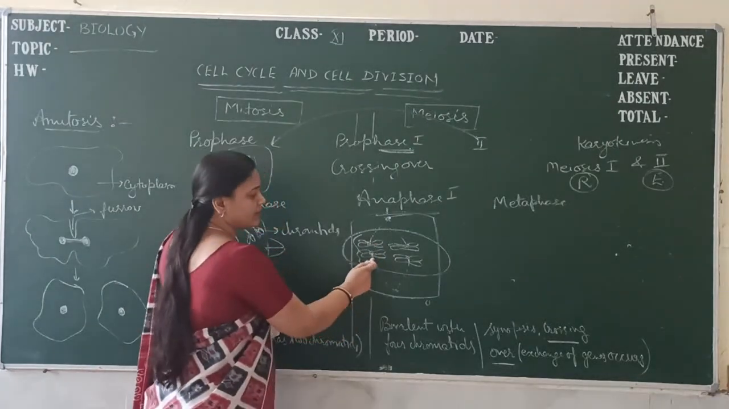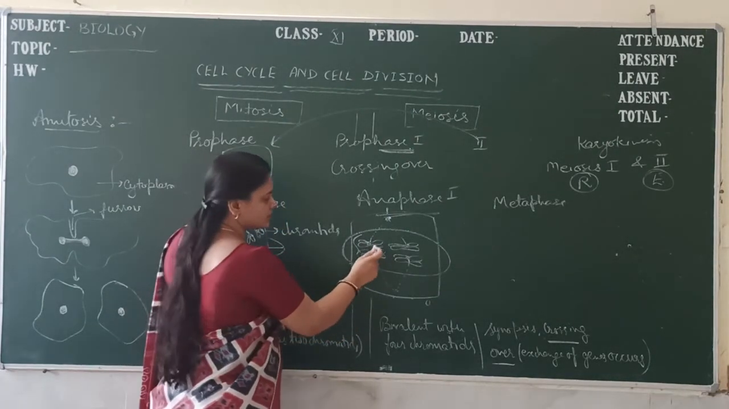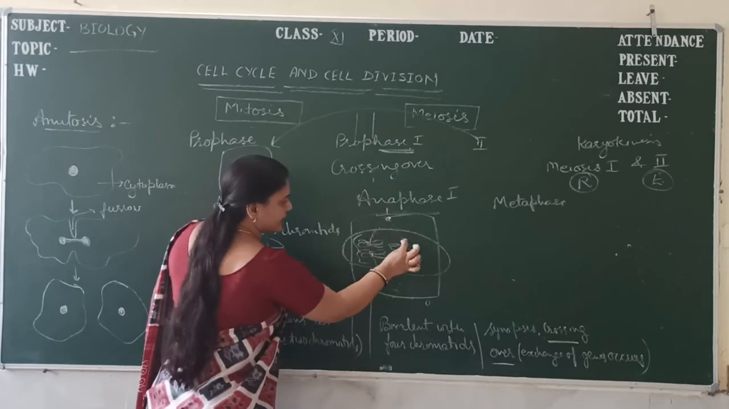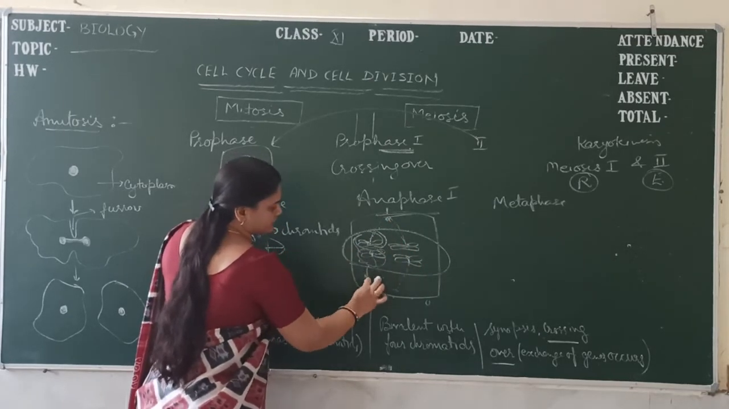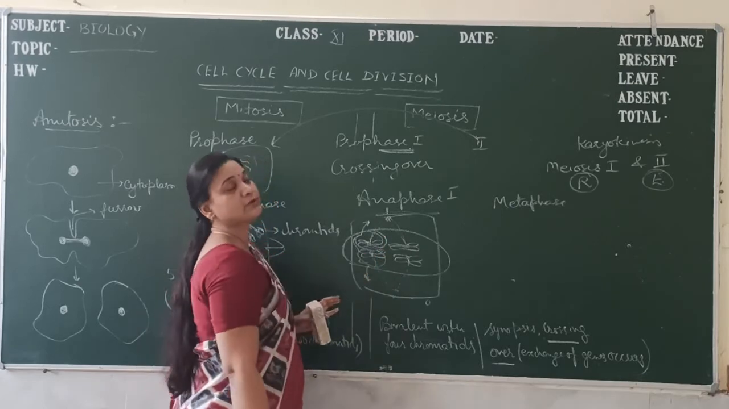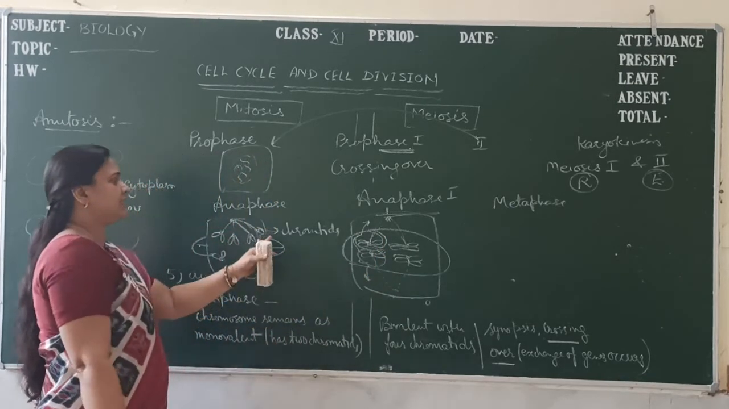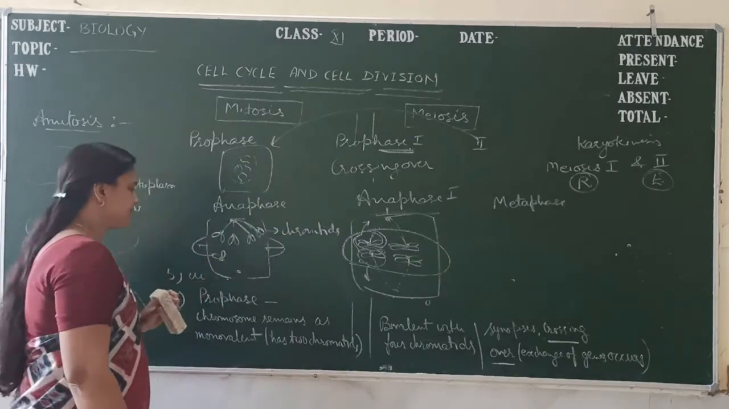But in anaphase first, what happens? Here are the chromosomal pairs, homologous pairs. So by the contraction in the spindle fibers, full chromosomes go towards the opposite pole. So this is the difference between anaphase and anaphase first.